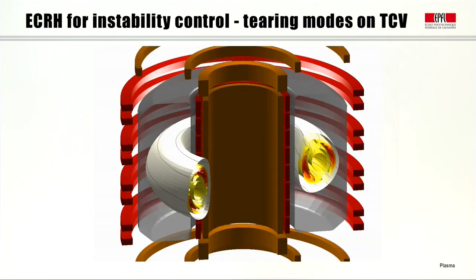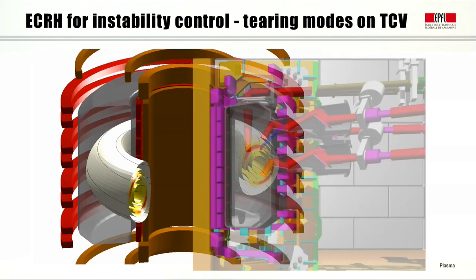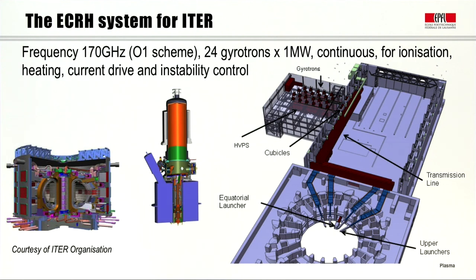You can see in this movie that this instability can develop in the TCV tokamak and can actually lead to a degradation of its performance. The point is that if we can inject a microwave beam exactly on top of that instability, the details of the interaction between the beam and the magnetic island are too complicated to be discussed in this course, we can actually eliminate this instability, eliminate this bubble that leads to degradation of performance. Let's now look at the ECRH system as it is being developed for ITER.